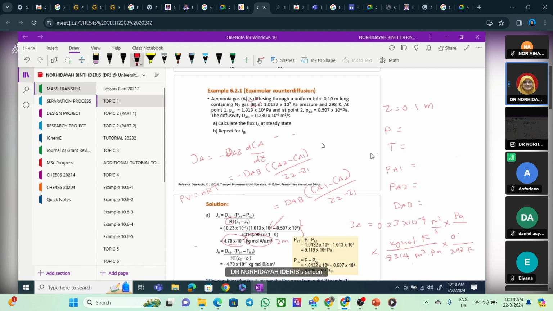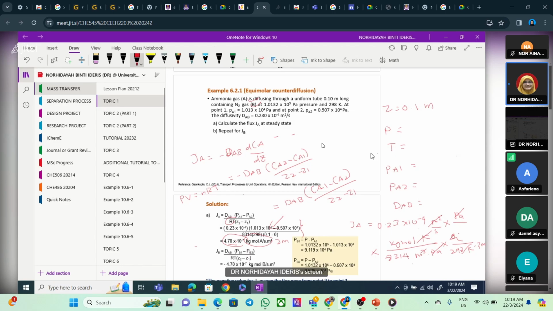Sorry, delta Z should be at the bottom. Okay, there is delta Z here in unit meter. So if you cancel out, Pascal on top, Kelvin on the bottom. Alright, so we have meter cubic here, meter square here, you cancel out, and then you can see that the unit is kilogram mole per meter square second. Right. Okay. So you should get the correct answer.